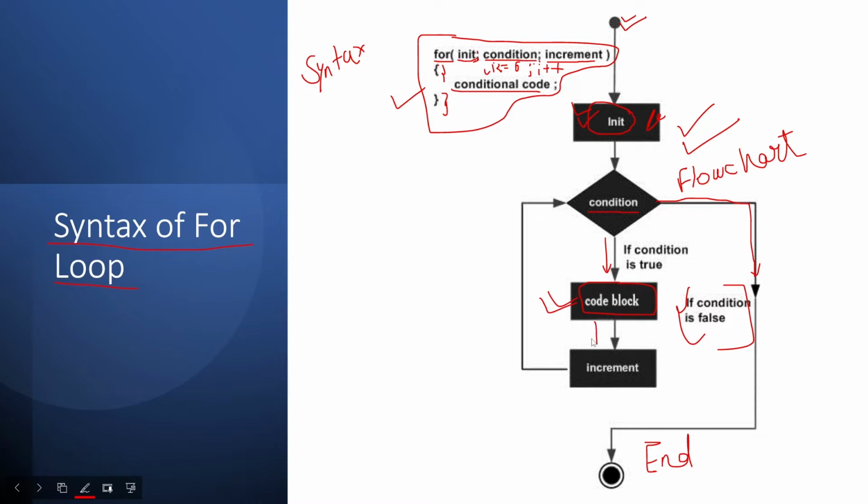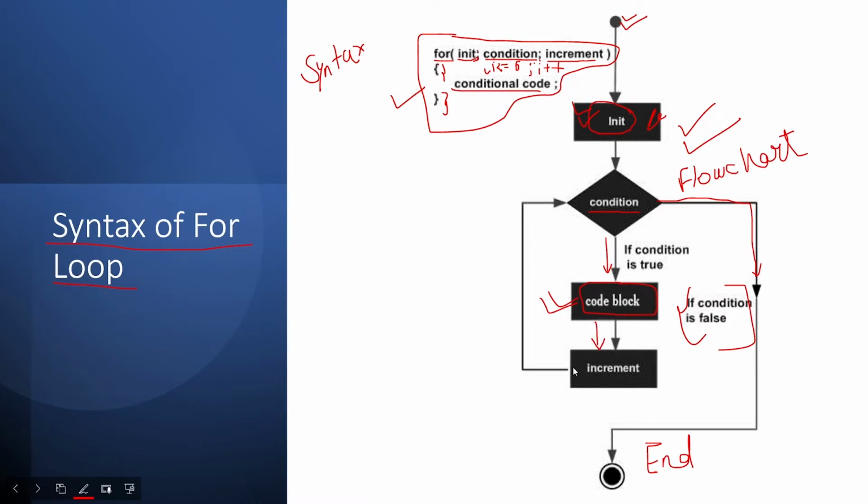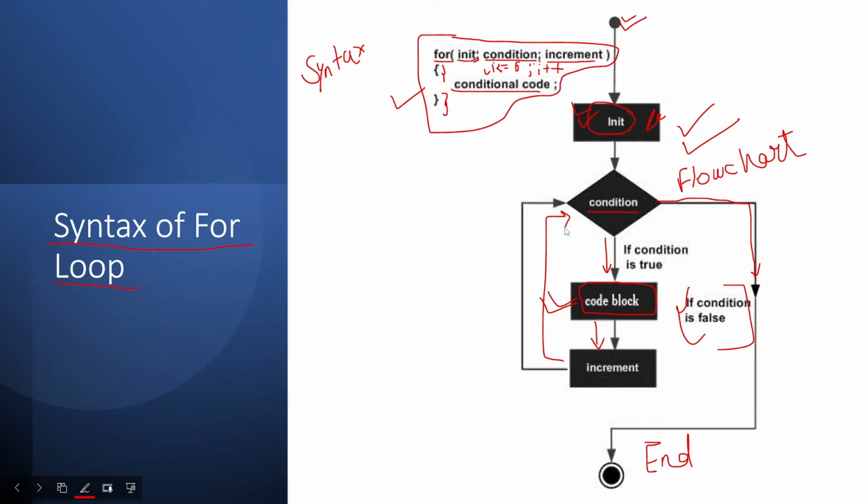And with the increment operator, it will again go to the condition and check the condition, and if the condition is again true, then it will again come and run the code inside the code block, and after this it will increment the variable. After that it will go to check the condition. If the condition is false, then it will end the program. So this is the flowchart and syntax of the for loop.